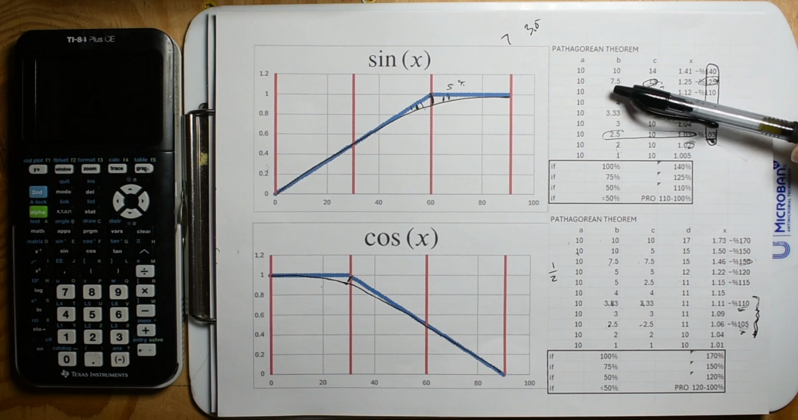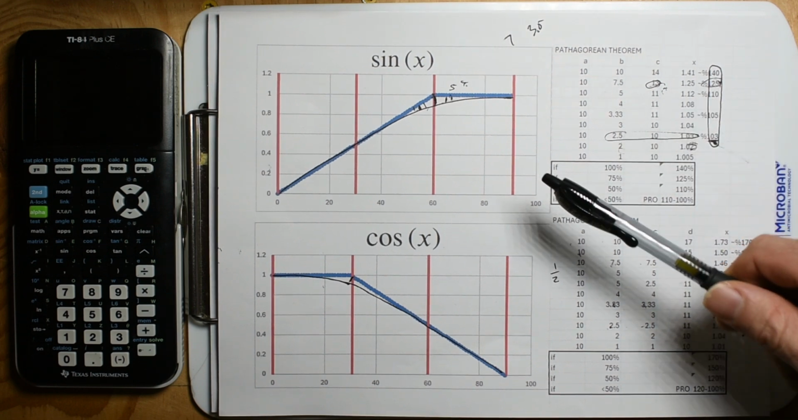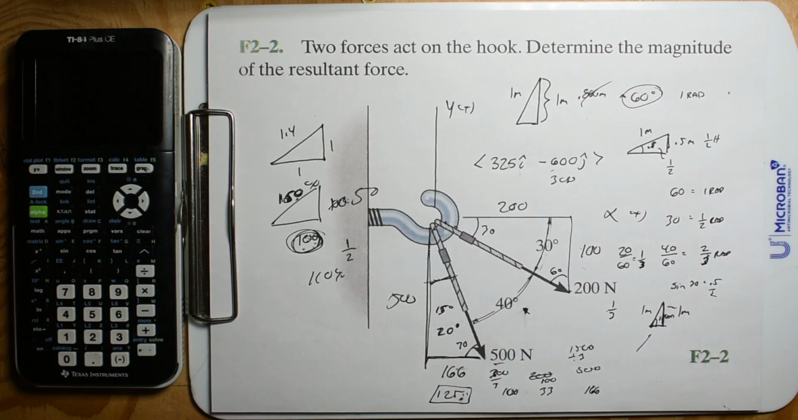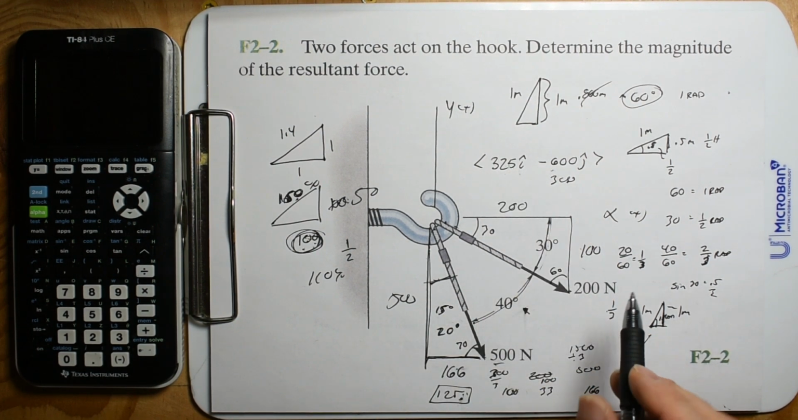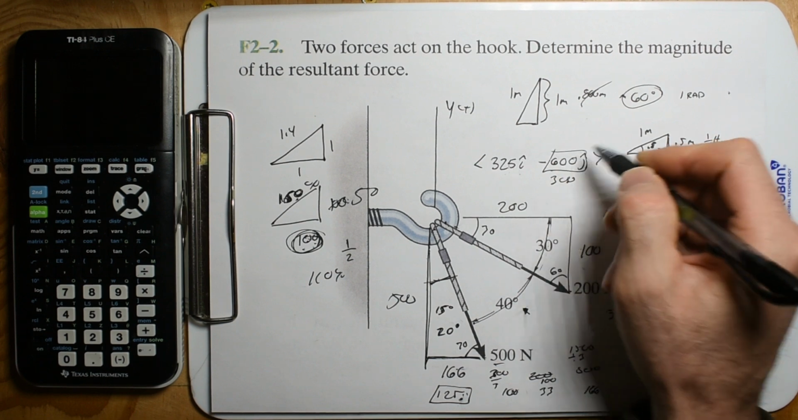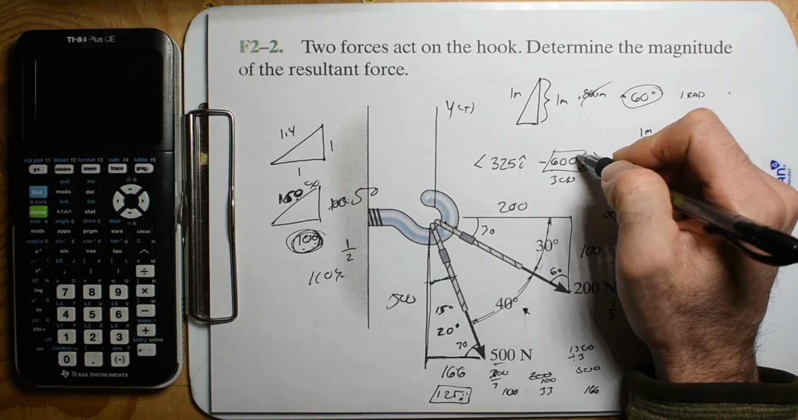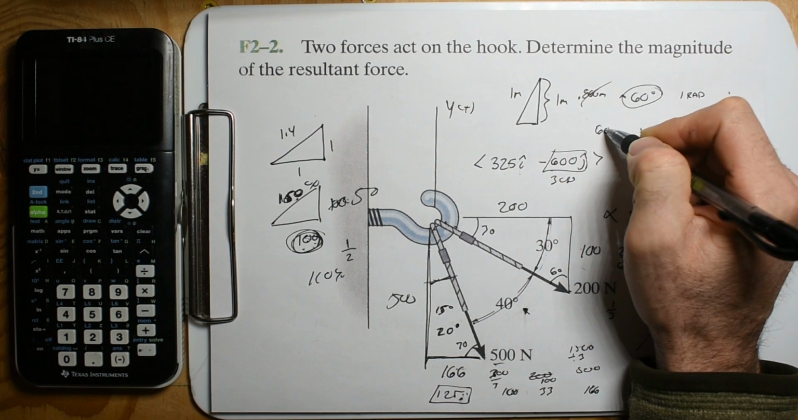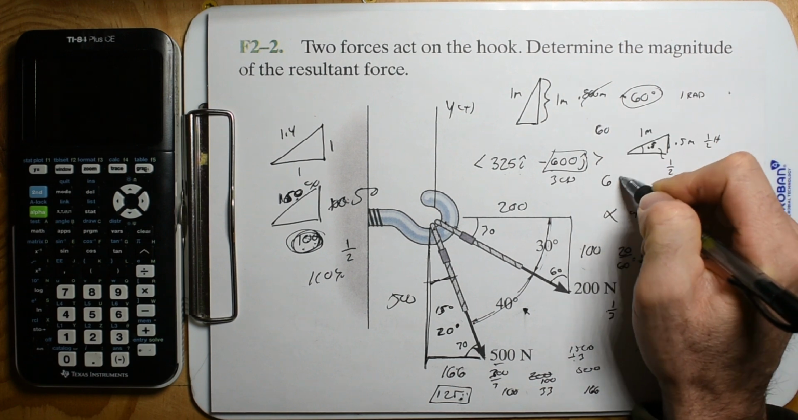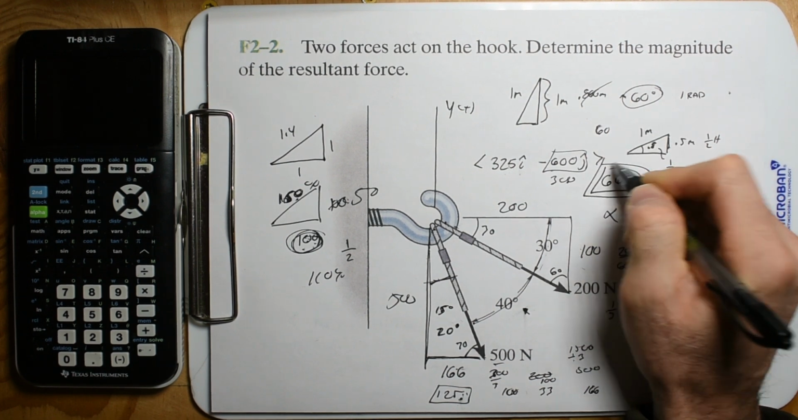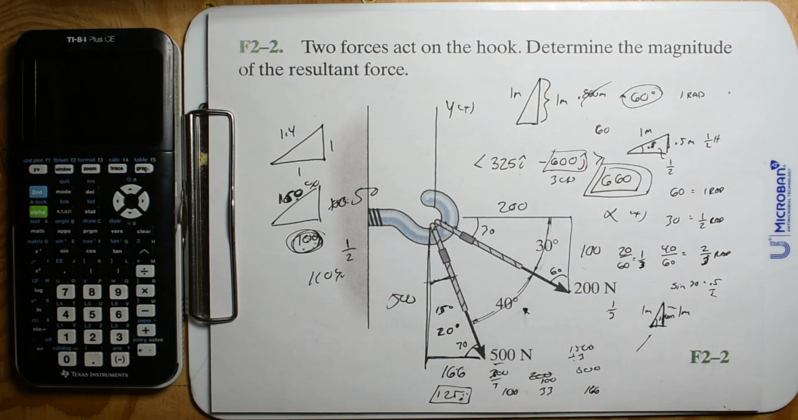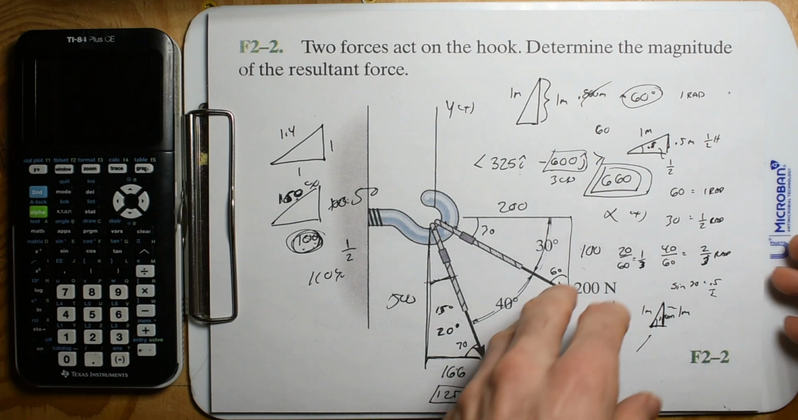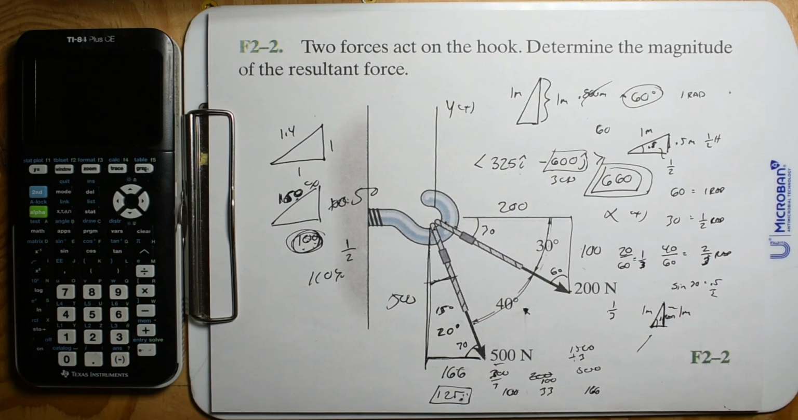If this number is less than half, who cares, especially for that first initial guess. But we have just a little bit more than half, so we do care. So we're going to take the largest number and then add 10%. 10% of 600 is 60. And so we have a magnitude of 660. So this is my magnitude for the problem. Two forces act on the hook, determine the magnitude of the resultant force. All right, now let's look in the back of the book. Let's try to get more accurate.